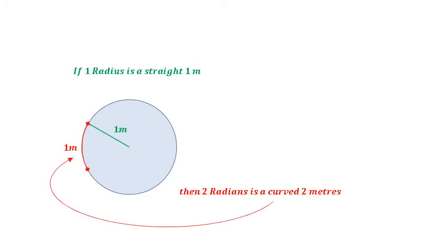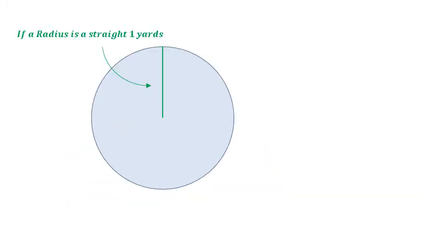But what if you need more than one radian? If one radius is a straight 1 meter, then 2 radians is a curved 2 meters. Easy. And as usual, you can swing counterclockwise or clockwise. Since you can measure your length of radius in yards or feet or meters or fathoms if you like, even light years, I'm just going to use the word unit, and you can replace that with whichever unit you have to use.